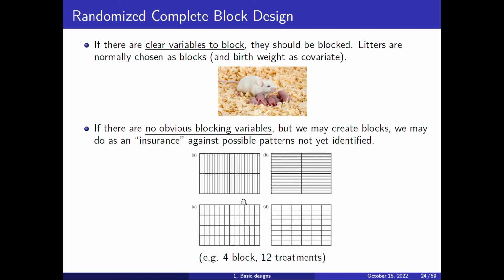So for instance, you can create patterns within the shelves. Maybe these upper rows in the shelf are closer to the light, and these ones are farther away from the light, and then the response of the animals is different. Or, I don't know, the room in the animal house may make a difference, or the person doing the experiment. So you can create blocks for multiple reasons.